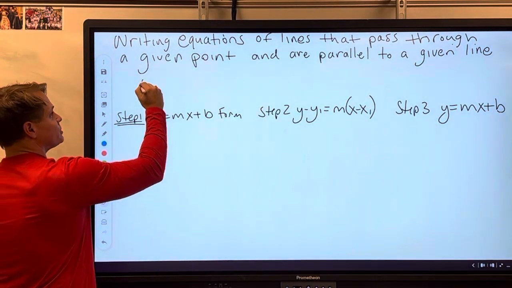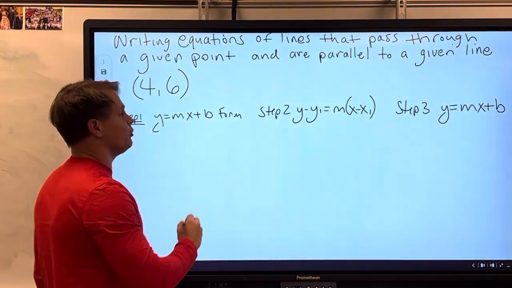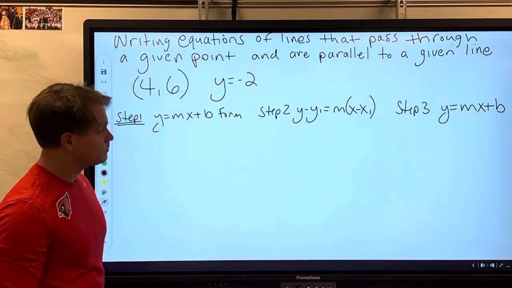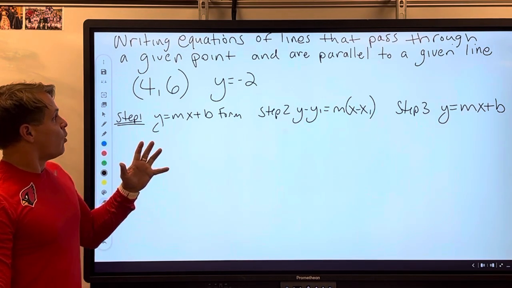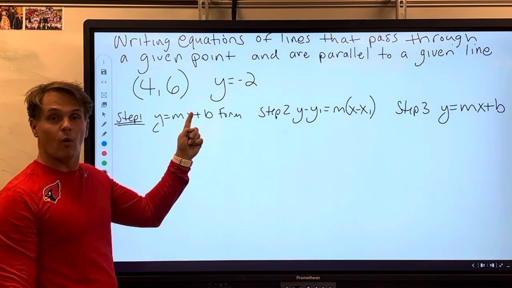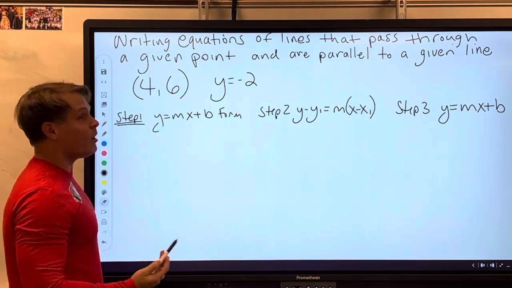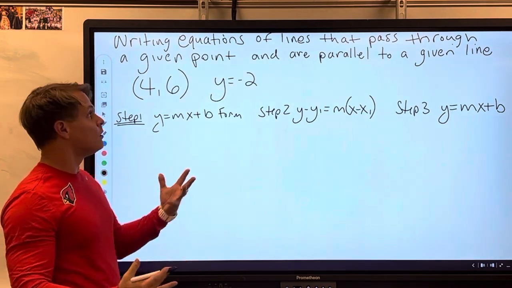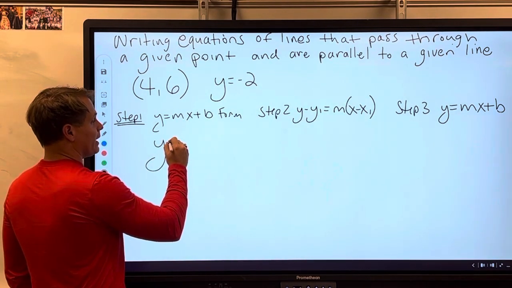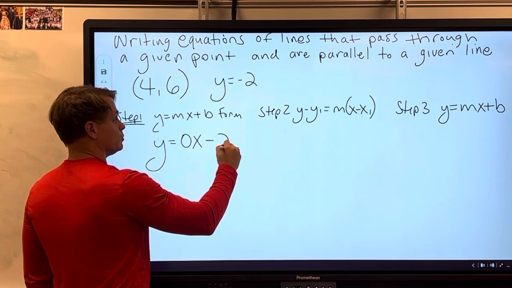Here I have the point (4, 6), and I have the equation y equals -2. Now, I want to write an equation that's parallel to this one, but goes through this point. So I want it to be in y equals mx plus b form. Well, the problem is there's no x, all right?